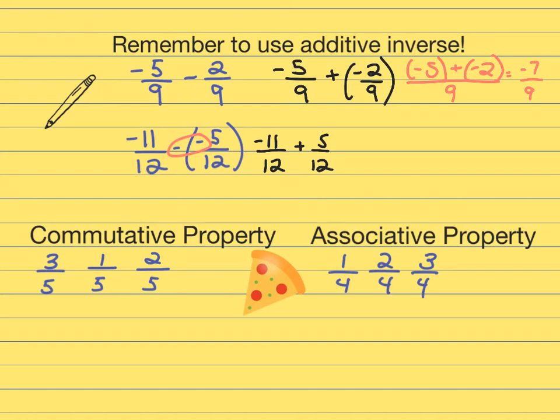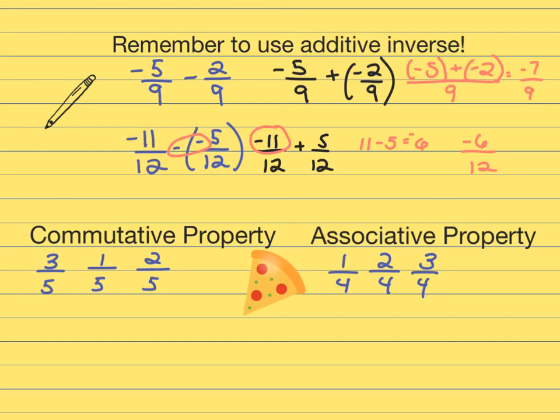Now we're going to use absolute value to help us solve this problem. We're going to subtract the absolute values of our numerators. 11 take away 5 is a difference of 6. Negative 11 has the greater absolute value, so it wins the sign. Our numerator is negative 6. Negative 6 twelfths.